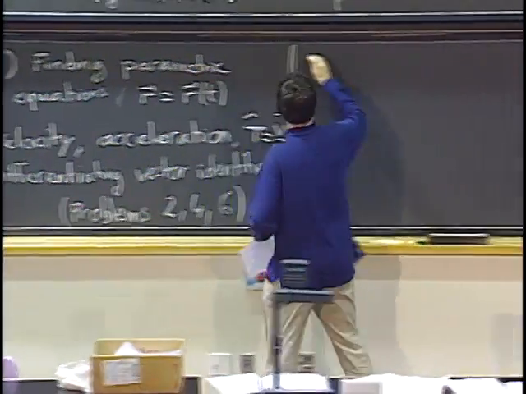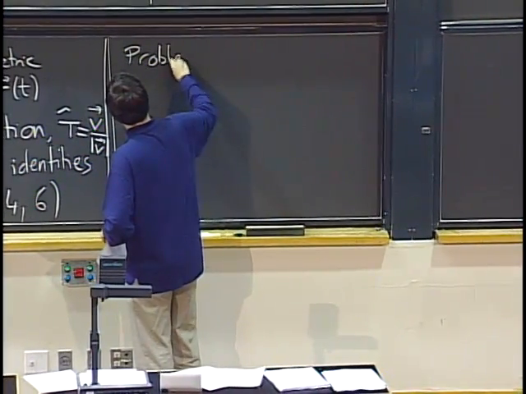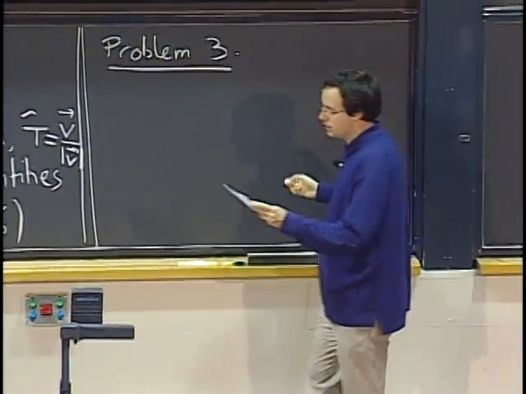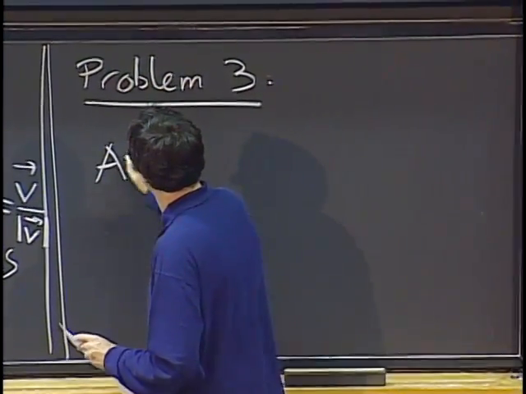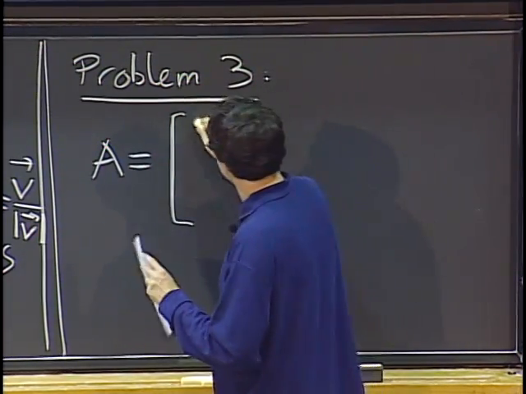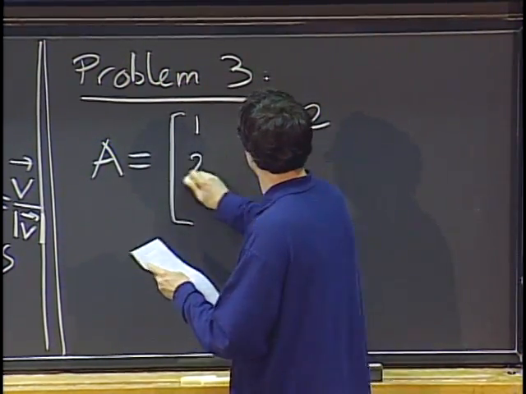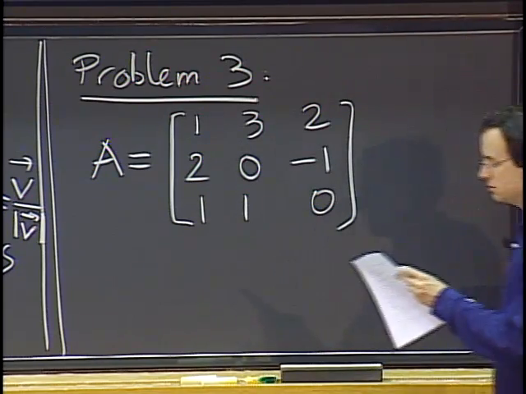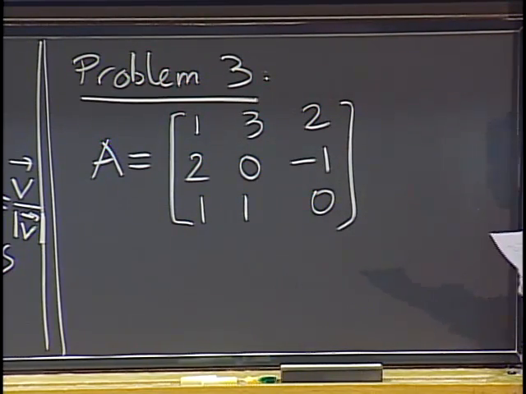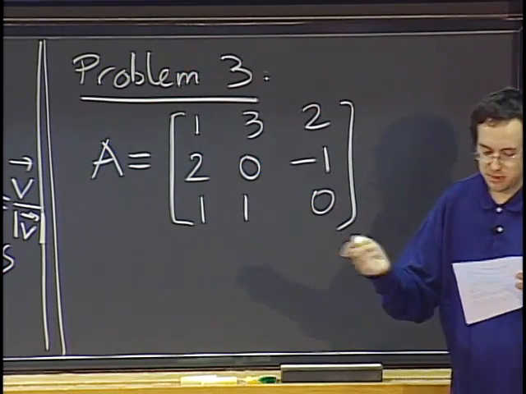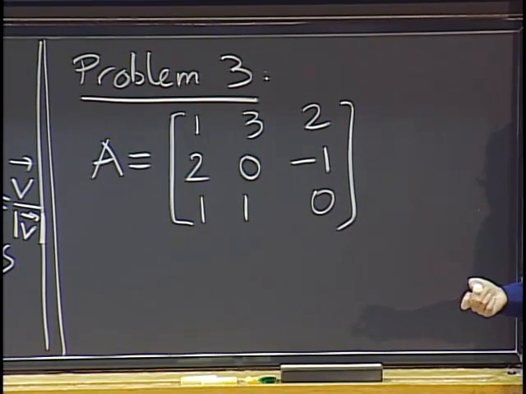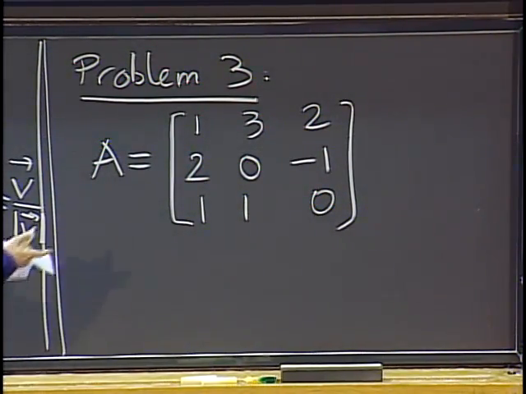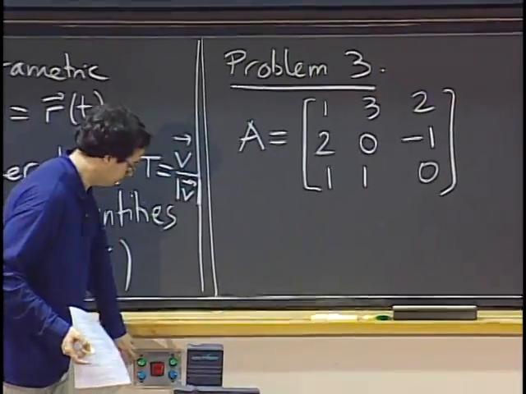So I'm going to start right away with problem 3. Problem 3 says we have a matrix given to us: 1, 3, 2, 2, 0, minus 1, 1, 1, 0. And it tells us the determinant of A is 2, and A inverse equals something. But we are missing 2 values, a and b, and we are supposed to find them. That means we need to do the steps of the algorithm to find the inverse of A.